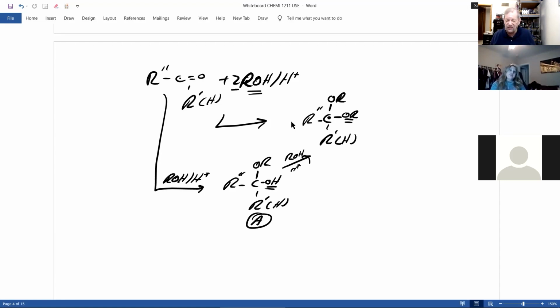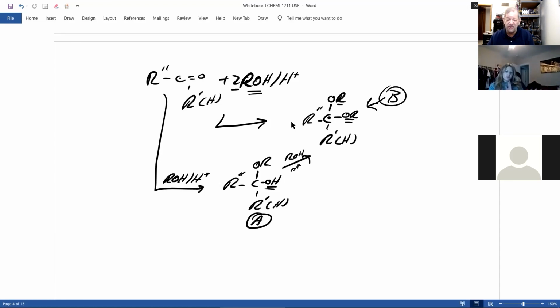Now, what I didn't teach you is where this top route to go to this compound, I'll call B, is a symmetrical addition. Both R groups on the oxygens are the same.